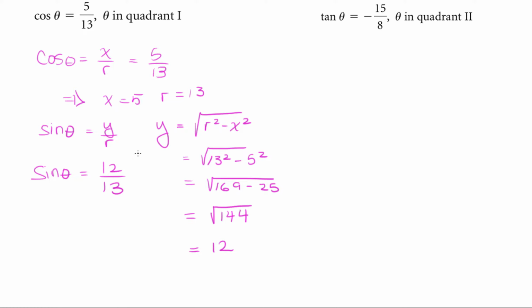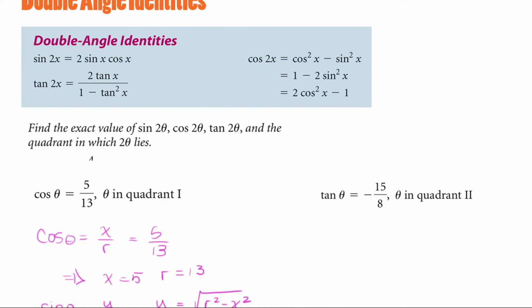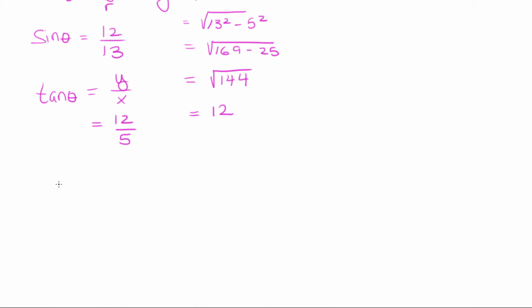Now, we need to find tangent of theta. Tangent of theta, remember, is y over x. Well, what's y? Y is 12, and x is 5. Now we need to find the double angle formulas. So sine of 2 theta, let's start with that.